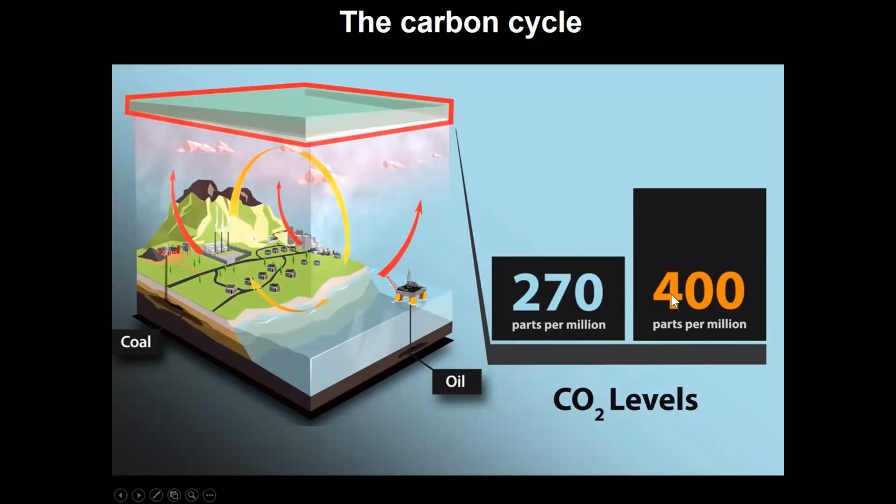Here we can see on the right part of the screen that over the past 150 years, the concentration of carbon dioxide has increased from 270 parts per million to 400 parts per million. And the higher the concentration gets, the higher the greenhouse effect becomes. As a result, we have a warming planet, as you can see here, also indicated by the red shadow.